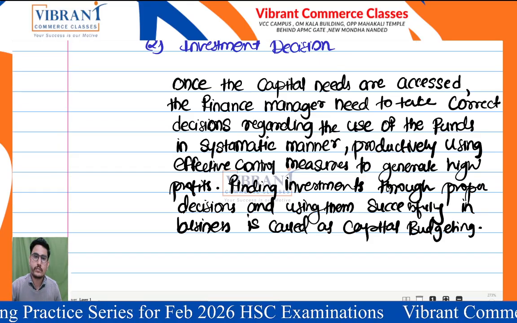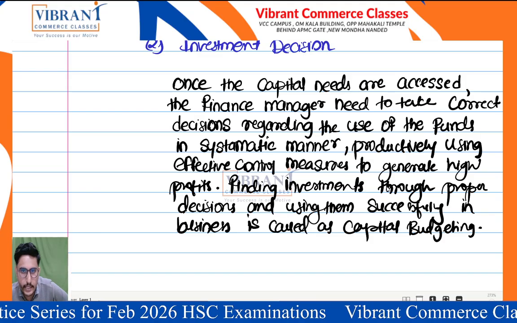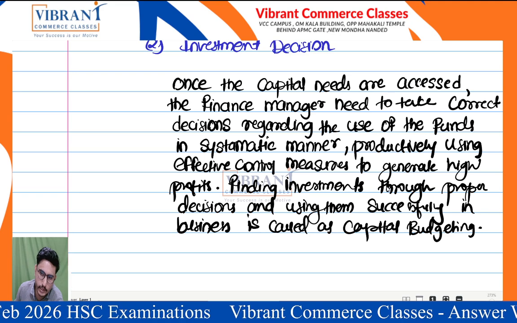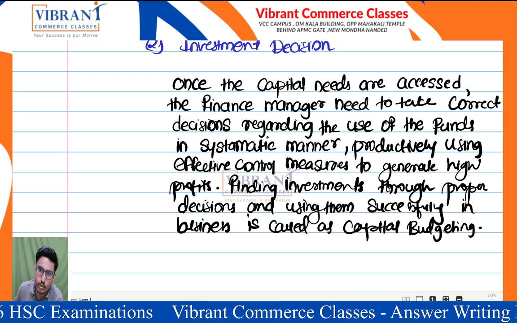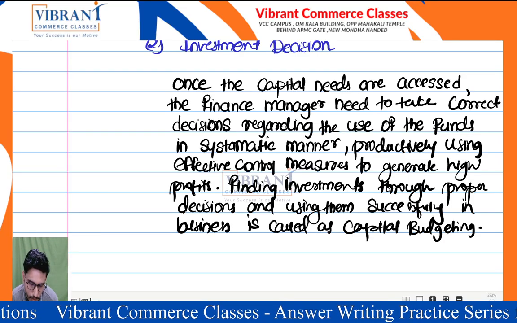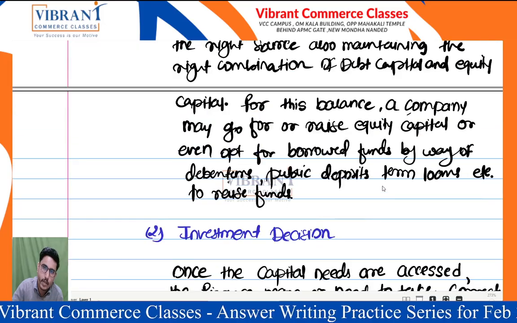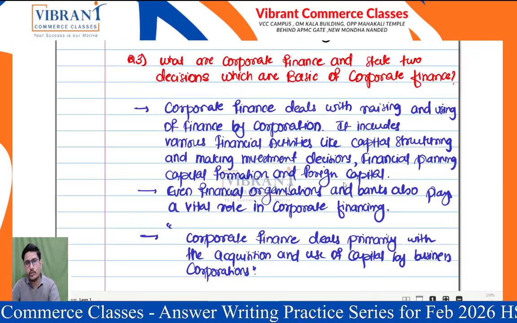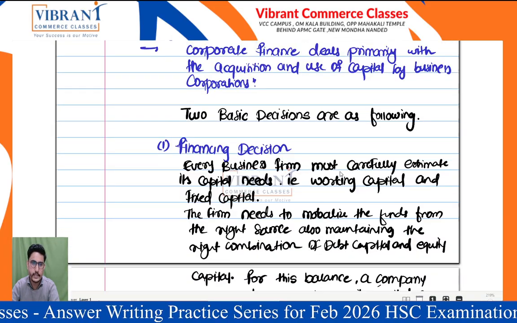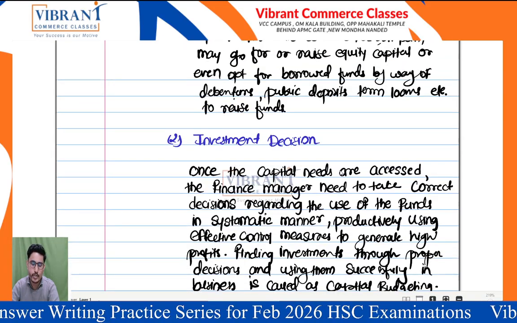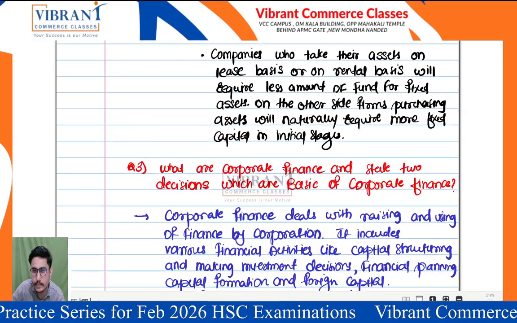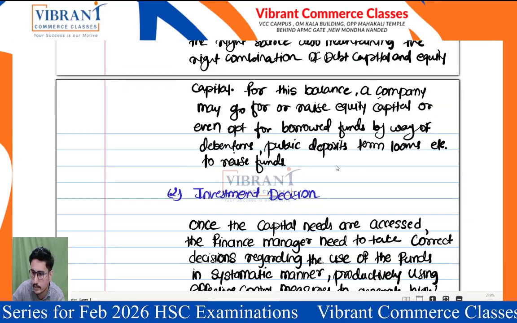First of all, once the capital needs are assessed by the manager, he needs to take correct decisions regarding the use of the funds in systematic manner, productively using effective control measures to generate high profits, finding investments through proper decisions and using them successfully in business, and this process is known as capital budgeting. The question still goes, what is corporate finance and state 2 decisions which are basic of corporate finance? First is financing decision and second is investment decision. I hope you understand this. Please practice it by writing again and again so that you can perform well in your board exams. Thank you.